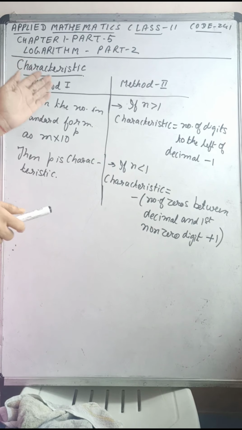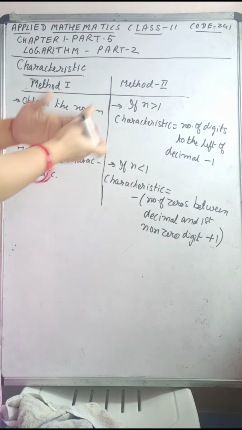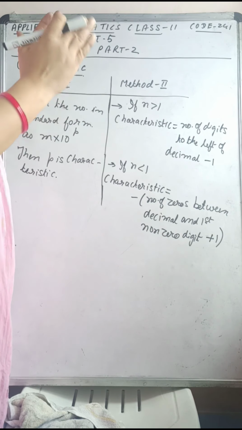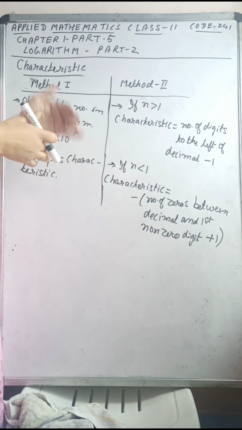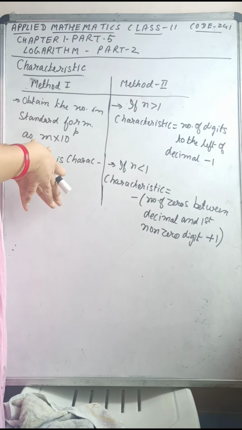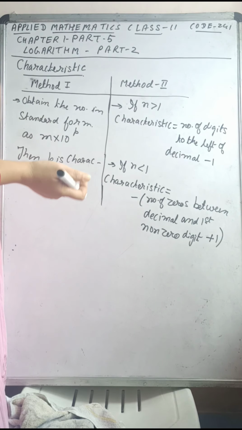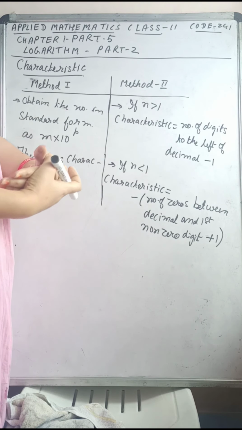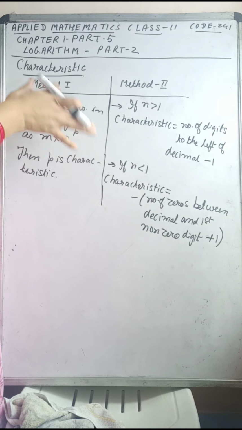Now let us understand how to find the characteristic of a given number. First again revise, what is the log of a given number? Log of a given number is equal to characteristic plus mantissa. Characteristic is the integral part and mantissa is the decimal part. Characteristic we find by calculation method by seeing the number, and mantissa we find from the log table. Characteristic can be 0, negative or positive. Mantissa can never be negative. Mantissa will be lying between 0 and 1 only. So this much we have done before.